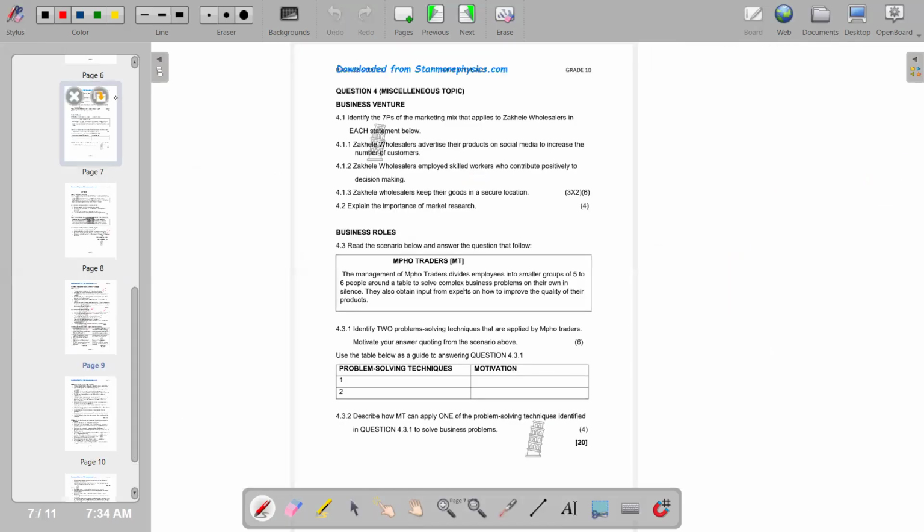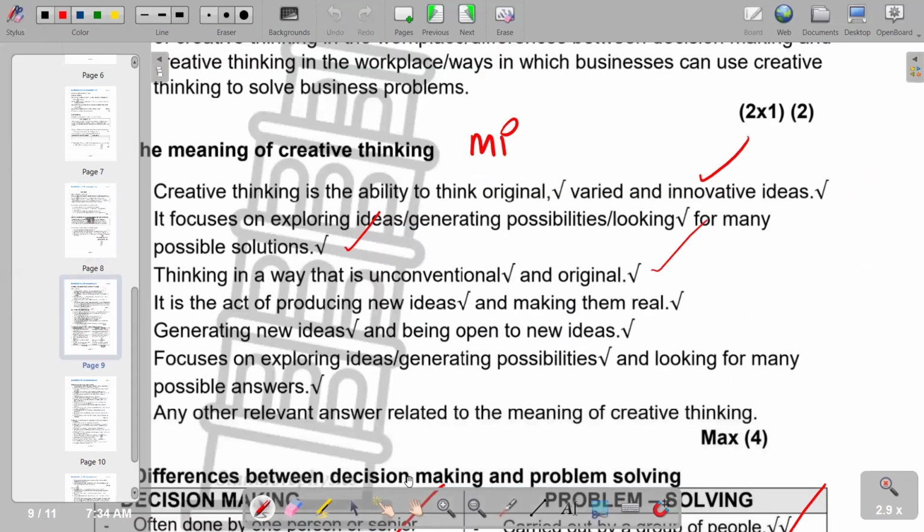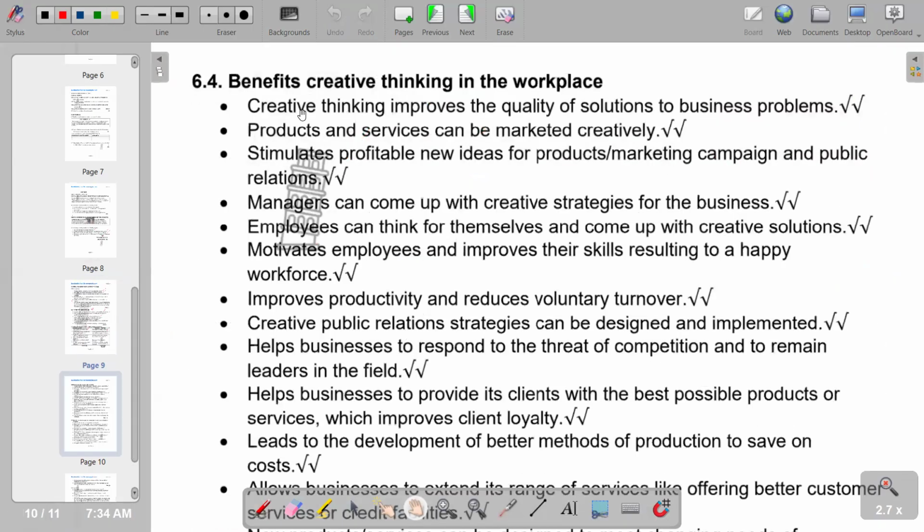Then moving on to the next part, we are saying: discuss the benefits of creative thinking in solving business problems. So what are the benefits of creative thinking in solving business problems? Going through again, we would see that we have benefits outlined according to this video, the benefits of creative thinking in the workplace. Creative thinking improves the quality of solutions to business problems. So we are talking about the quality of solutions, about the effectiveness of the solution that is going to be affected.